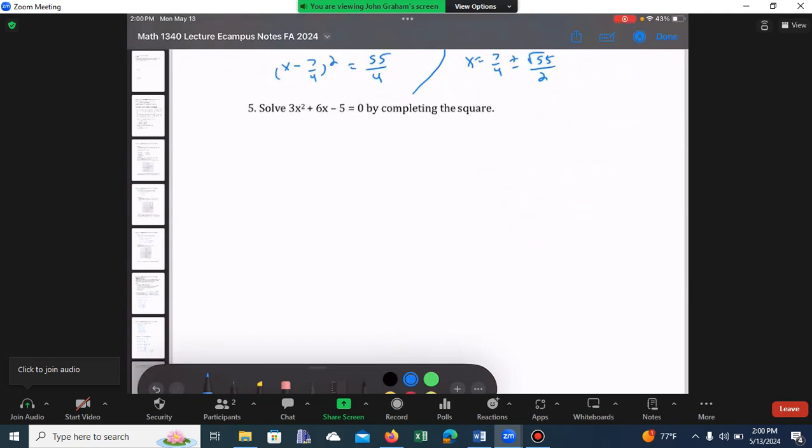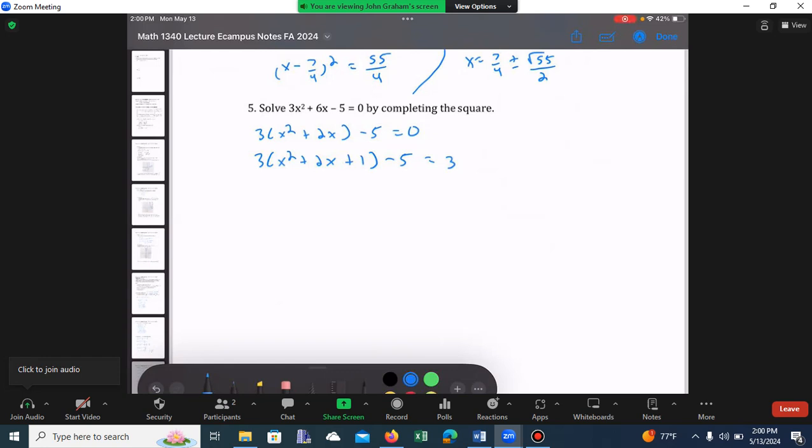Next one's a little bit easier because you have an even b term, but we have a 3 multiplying x squared. So what we're going to do is factor out the 3 from just the first 2 terms. So 3 times x squared plus 2 times x, plus 5 equals 0. Then half of 2 is 1, and you're going to square it. Add 1 inside the parentheses. But we're not just adding 1, we're adding 3, so I have to add 3 to the other side.